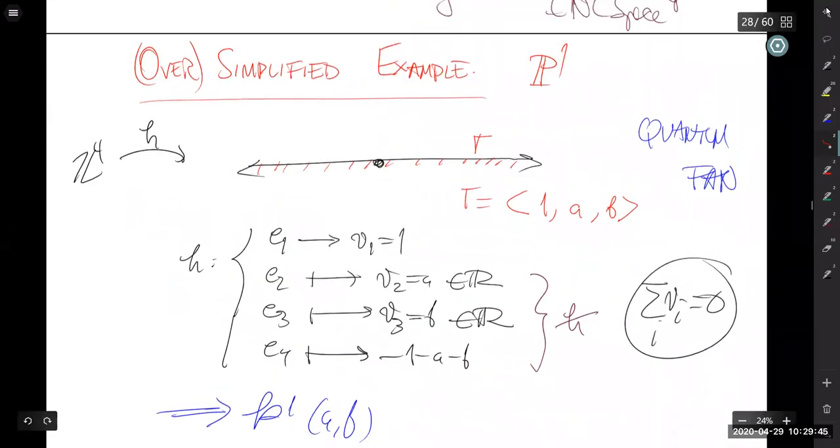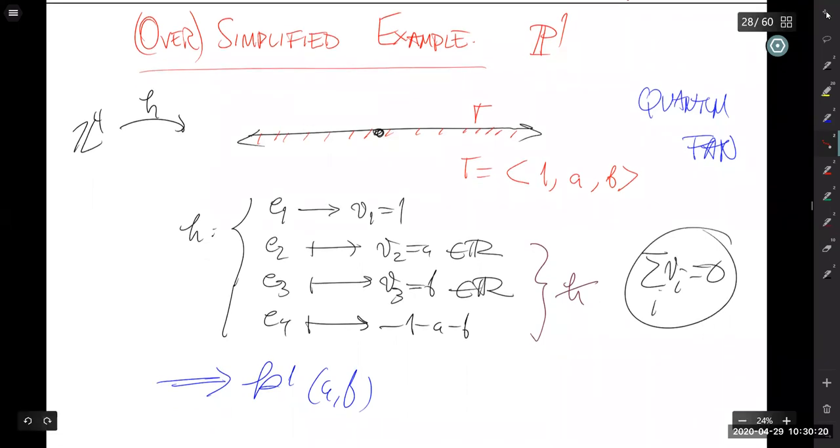Well, let's consider an oversimplified example, P1, just to get the rest of the theory going. Here we have the classical fan for P1, and you have the quantum lattice that is generated by two real numbers. Let us assume, just to illustrate the situation, that these two real numbers are algebraically independent over the rationals. So they are transcendental numbers or whatever, algebraically independent over the rationals. Let's just take that general case. So we generate the quantum lattice by one, we always need one, as I said, and then A and B.